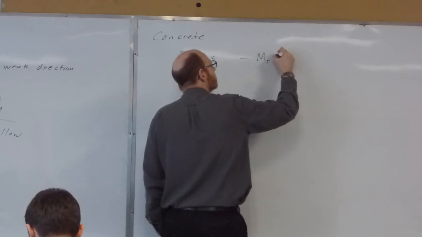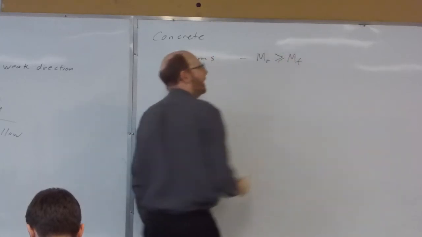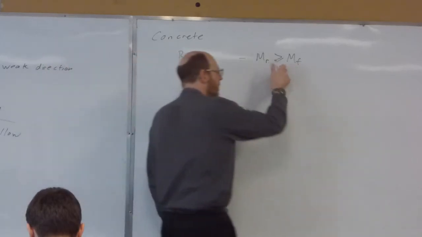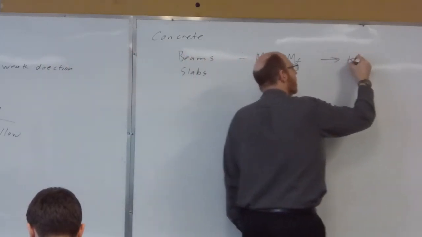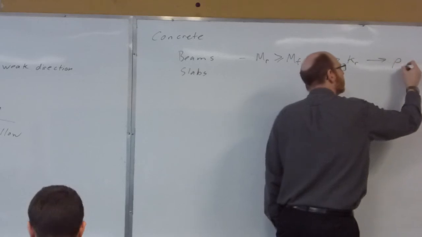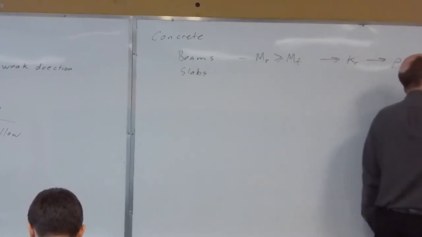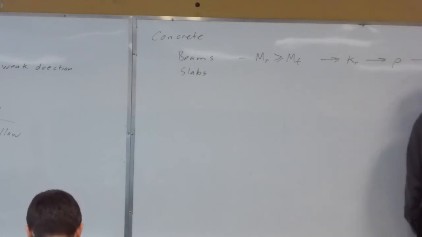So moment resistance has to be, of course, greater than factored moment. And we've got our KR tables that are used to come up with this. Right? So we set MR equal to MF. We solve for KR. We use this to come up with a reinforcing ratio. And then we use this to come up with an area of steel. And then we come up with a bar configuration from that.